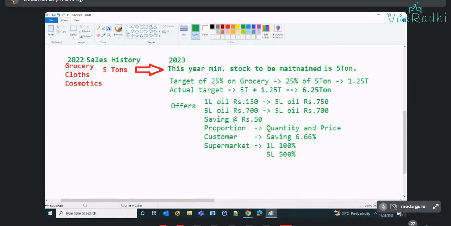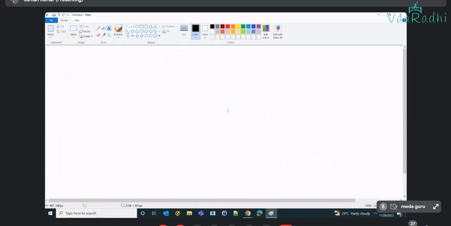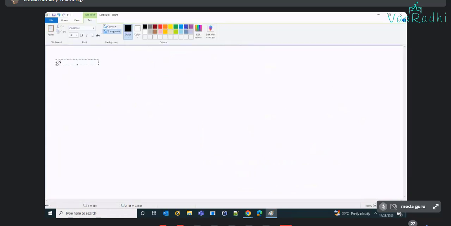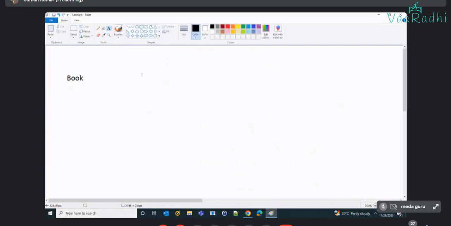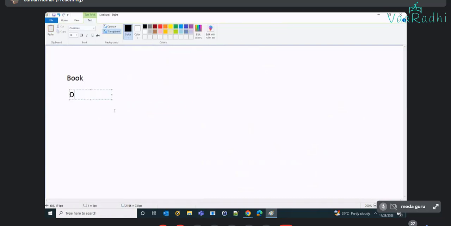Let's suppose you're keeping a book with 4 or 5 columns, simply like date, product, quantity, price, total sales. So let's suppose you're having this kind of a book maintained in your supermarket.